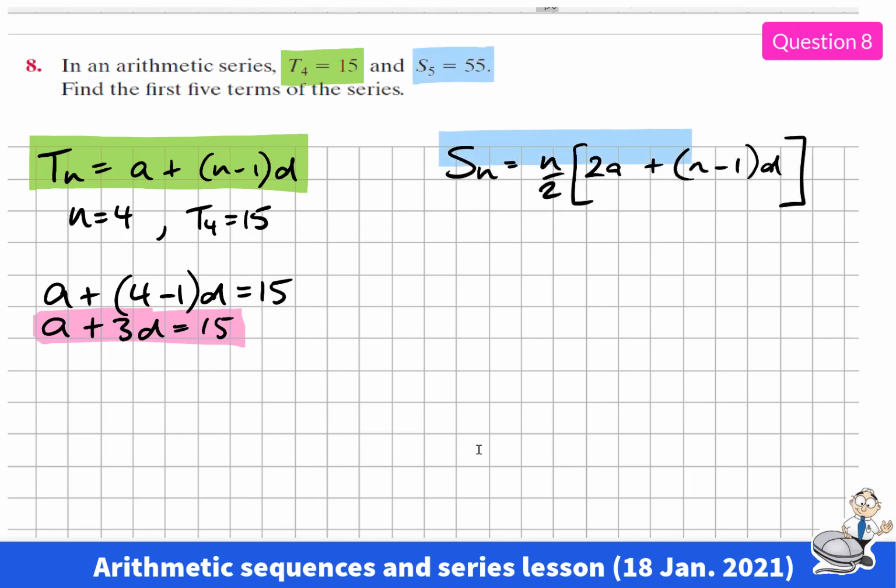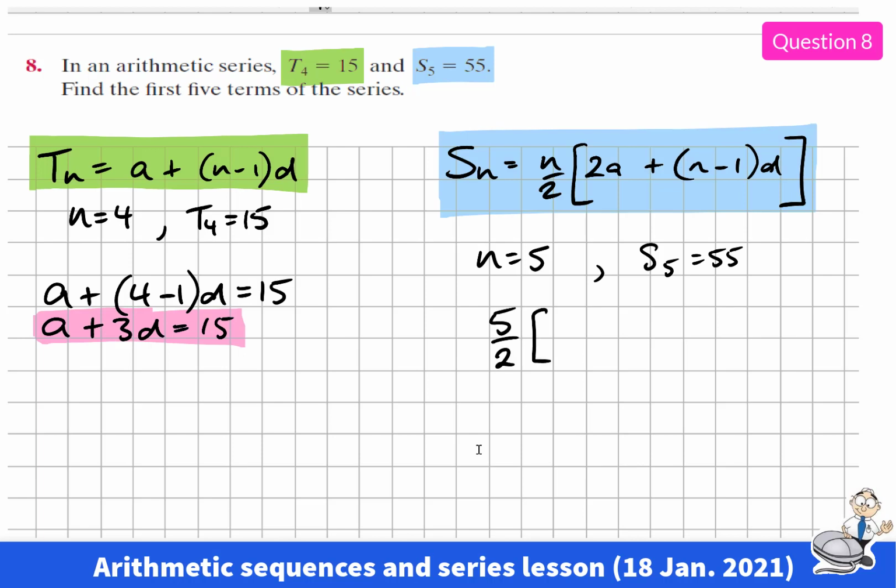So using the sum formula, there's 4 bits of information that normally come into this. There's the n, the a, the d, and the sum to n. I know 2 of them. I know that when n equals 5, S5 is equal to 55. So what I know from that is that 5 over 2 into 2 times a plus n is 5, and 5 minus 1 times d is equal to 55.